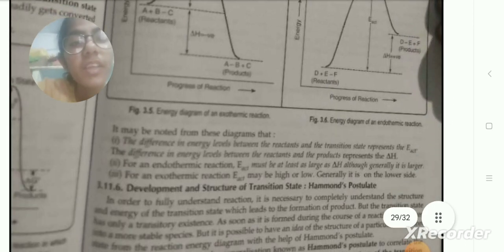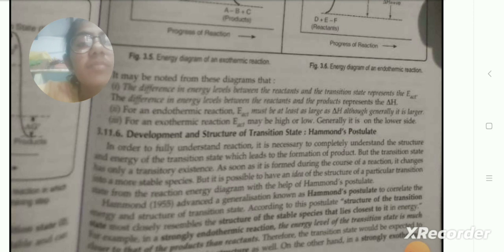Figure 3.5 shows the energy diagram of the endothermic reaction, and 3.6 shows the diagram of the exothermic reaction. You note that in these diagrams the difference in energy between the reactant and the transition state is the activation energy, and the difference in energy levels between the reactant and the product depends on del H.